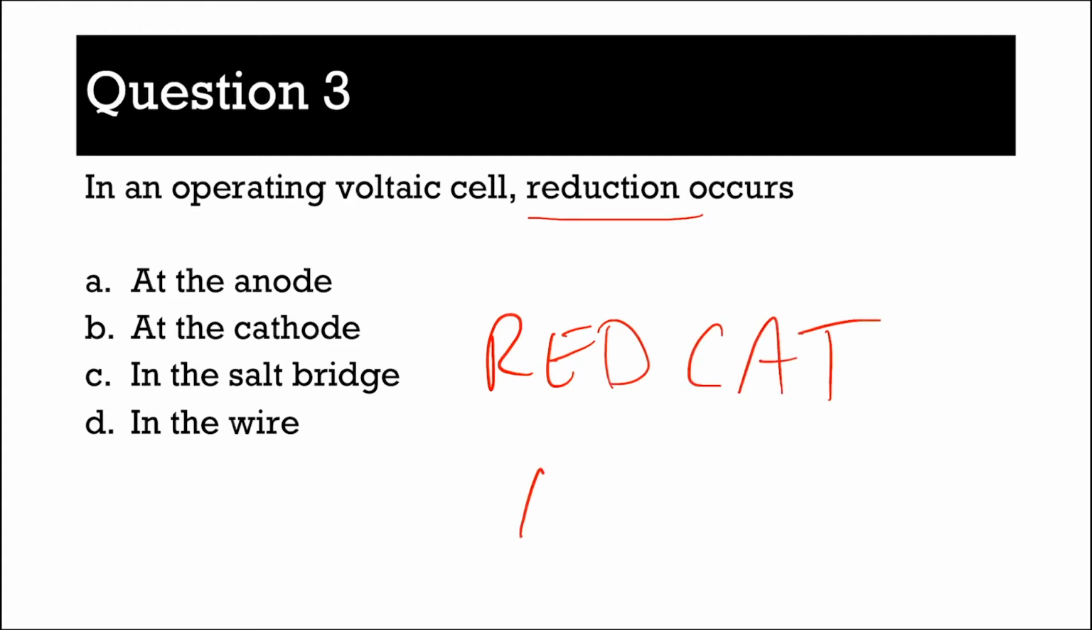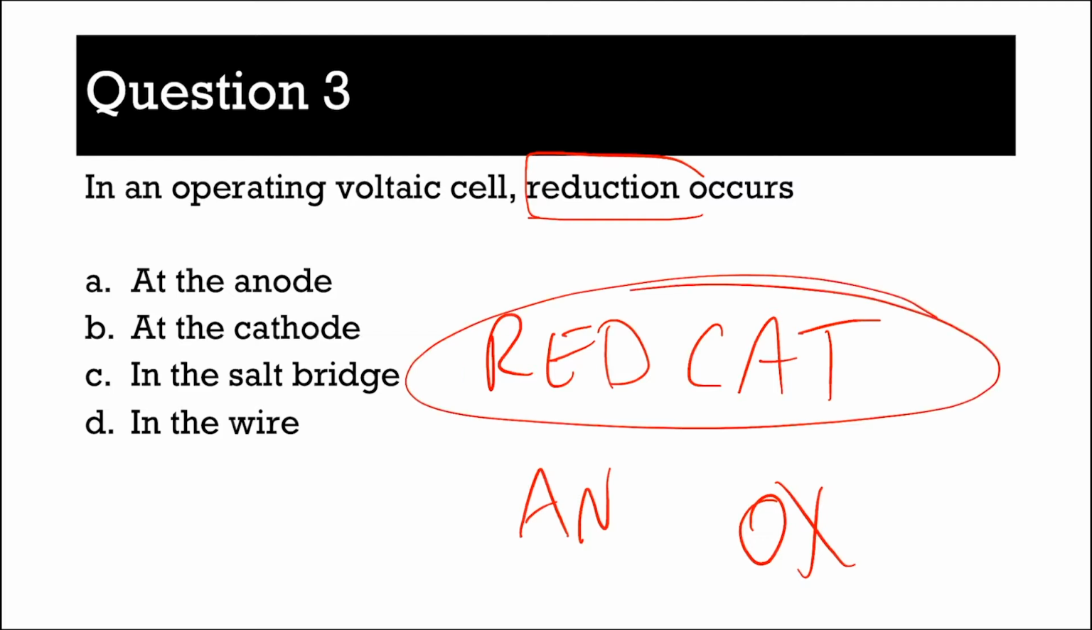All you need to remember is red cat and ox. And if we're talking about reduction, we're talking about this. And it happens at the cathode. Regardless of voltaic or electrolytic cells, reduction always happens at the cathode.